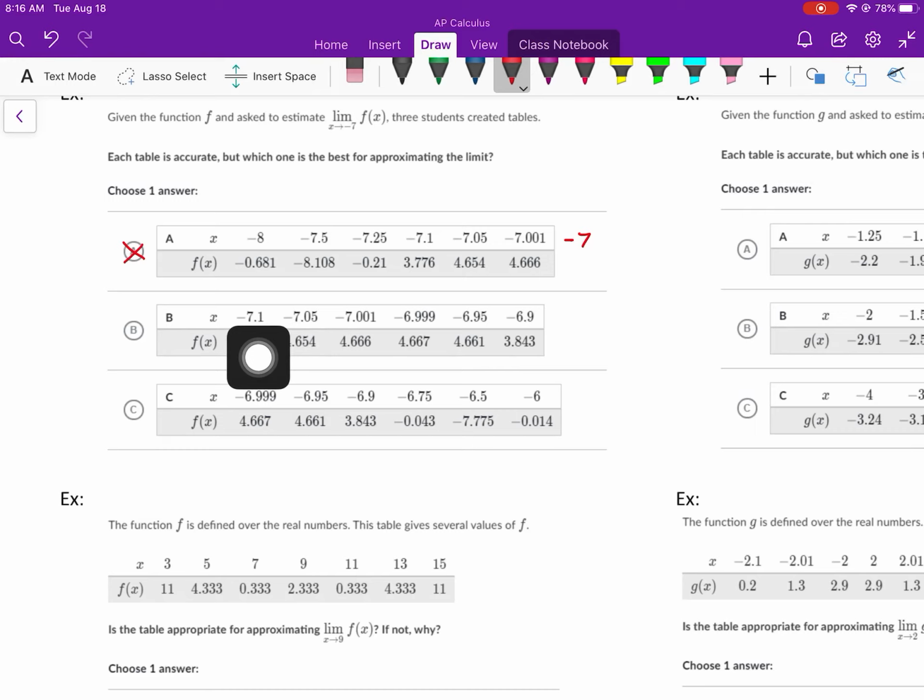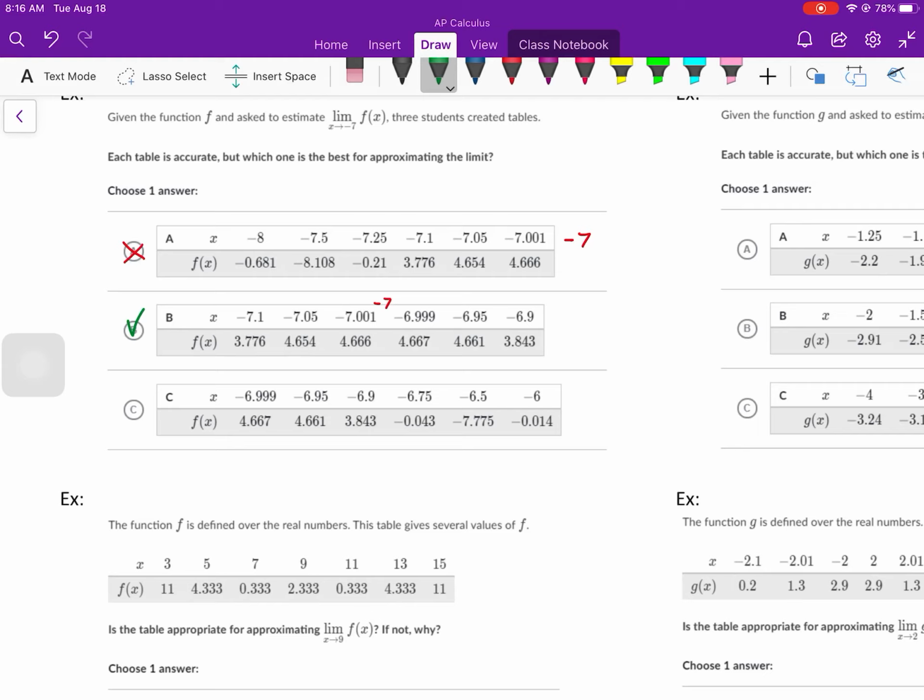What about B? Let's look at this one: -7.1, -7.05, -7.001. That's getting really, really close to -7. So -7 would fall right there, because look at this. This is the limit from the right: -6.9, -6.95, -6.999. So that would be approaching -7 from the right. So there you have it. The left and the right, it's getting super, super close to -7. And so that one checks off.